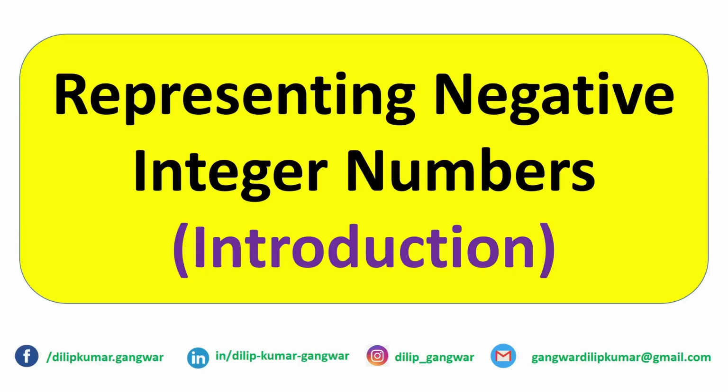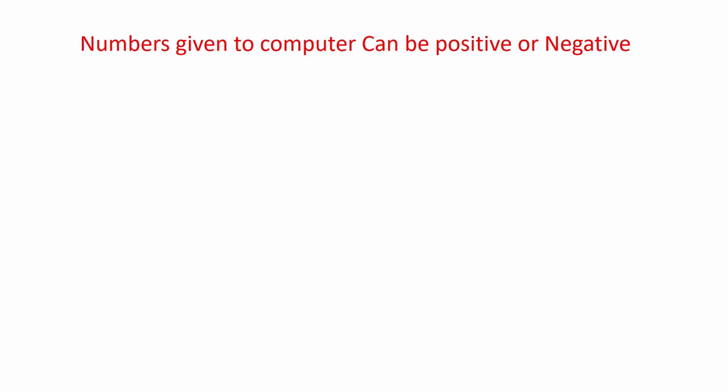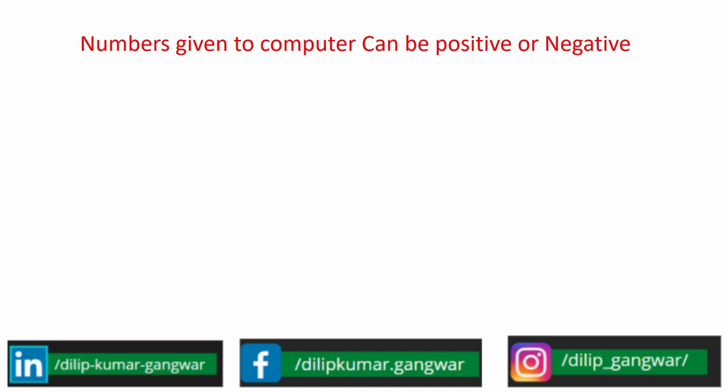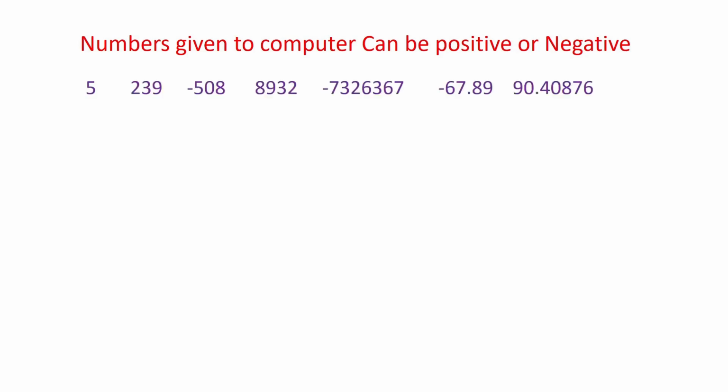Hello everyone. In this video, we are going to understand the various representations used to represent negative integer numbers. So let's start. As you know, when we give data to the computer, let's say when we are writing a program in any programming language, the data can be given in the form of either positive or negative numbers. So numbers can be either positive or negative.